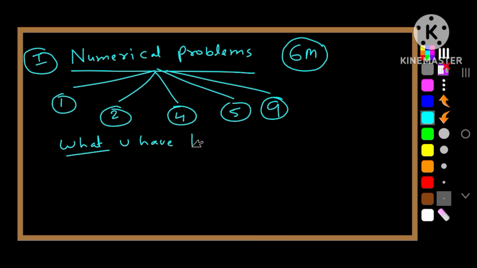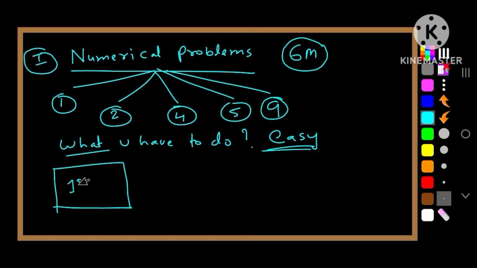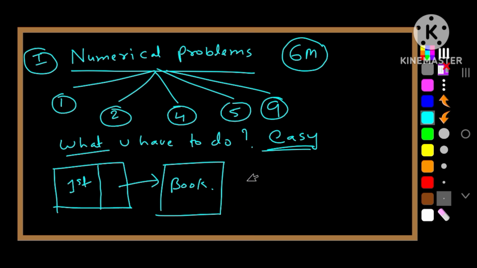it is very simple, and most of the numerical problems are easy. Just simply you go through the first chapter numerical problems and write all the problems in a book. Similarly, you write all the numerical problems of second chapter, fourth chapter, fifth chapter and ninth chapters.